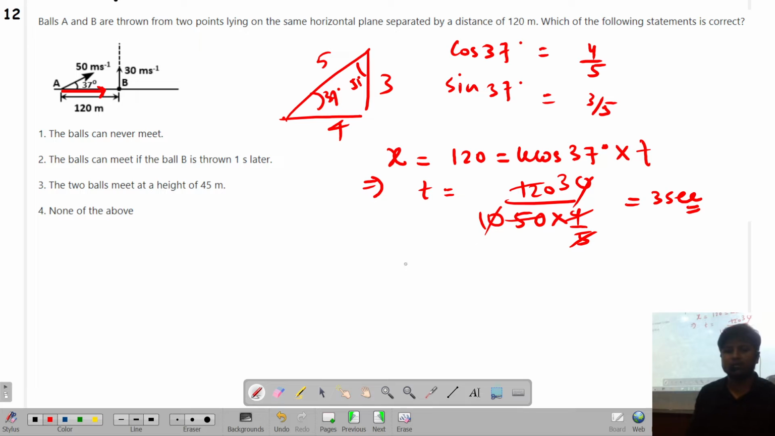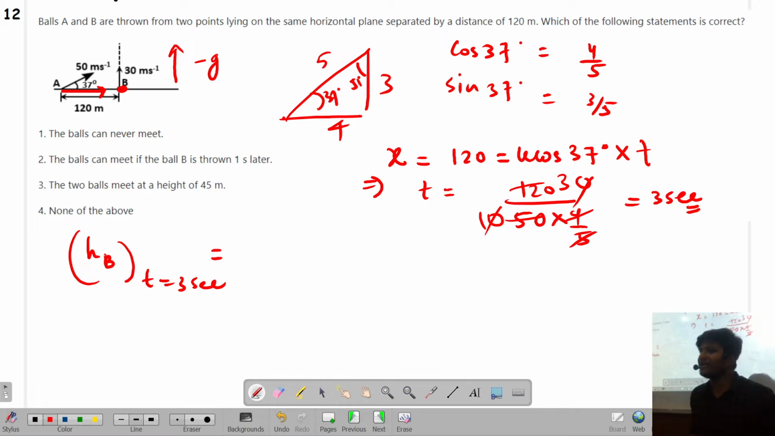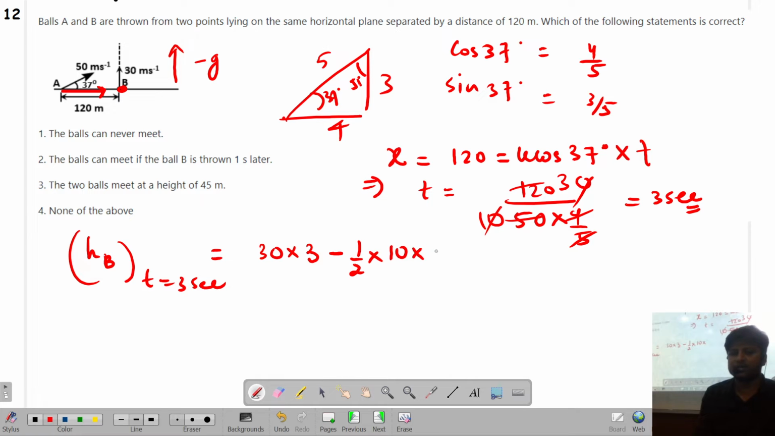Now calculate the vertical displacement by ball B. So displacement H by ball B in how much time? t is equal to 3 seconds. Initial velocity of the particle is given as 30 meters per second. The particle is traveling upwards, so height remains positive. Acceleration is minus g, because acceleration due to gravity is acting downwards. Initial velocity is upwards, positive. So 30 into 3 minus half into 10 into t square, that is 3 square.